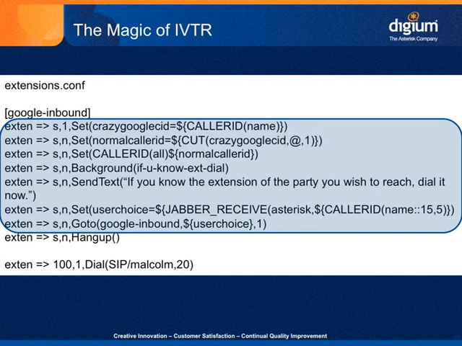Finally, we've got a 5-second timeout there for the caller to enter which extension they want to talk to. And then we take our new user choice and we do a go-to in the current context to whatever extension that the caller punched in. In this case, we've got an extension we built for 100, which rings the SIP client Malcolm.